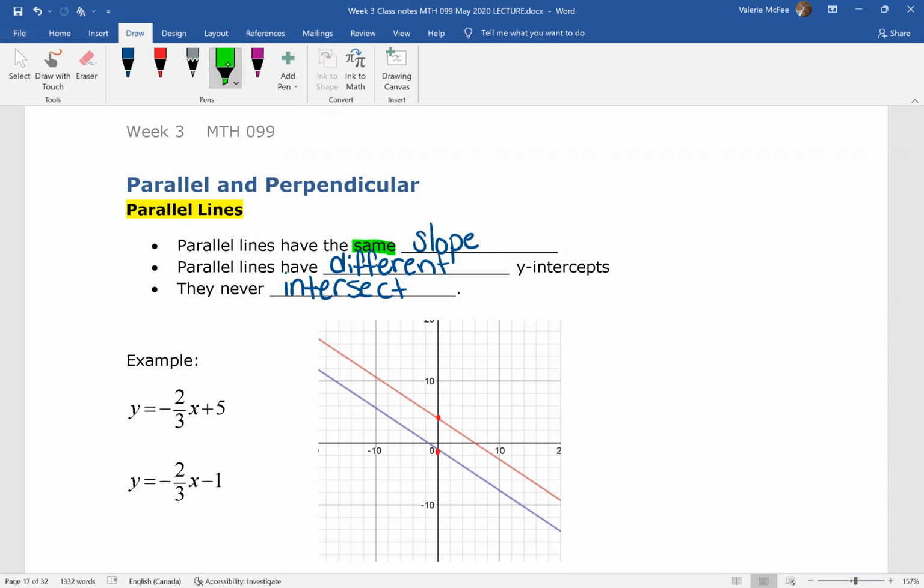If you look at these equations, you see that they have the same slope and different y-intercepts. These are parallel lines.